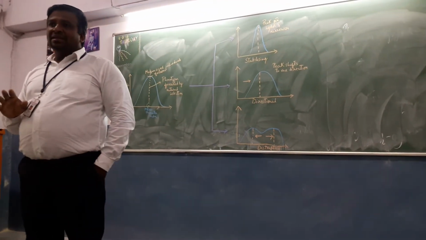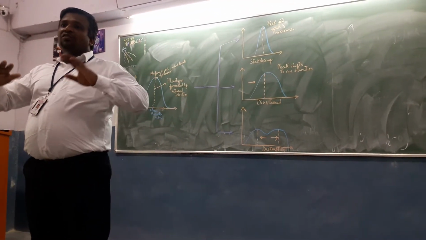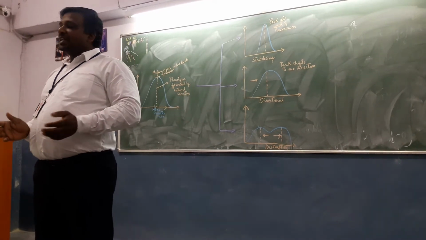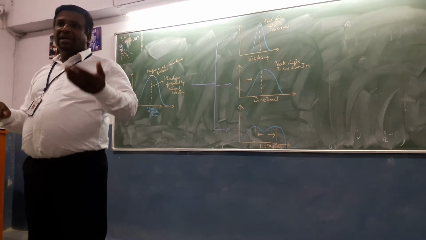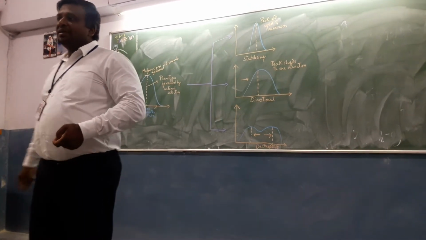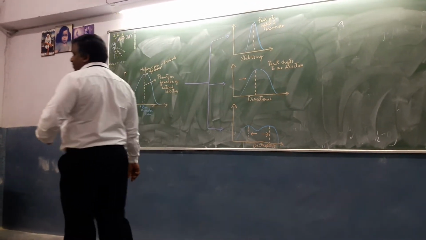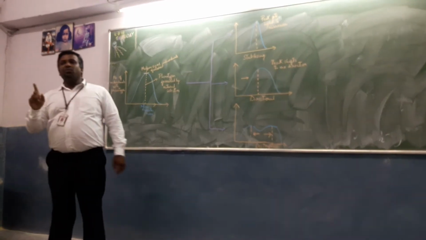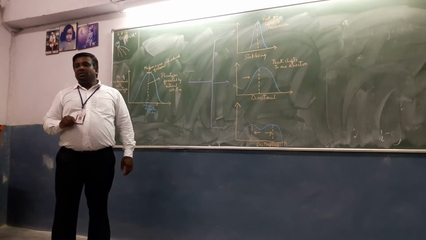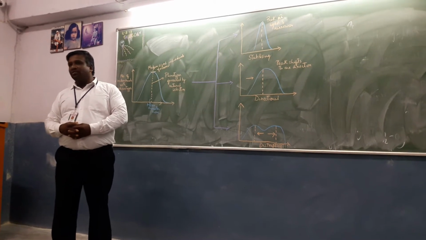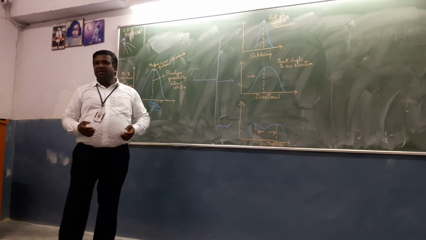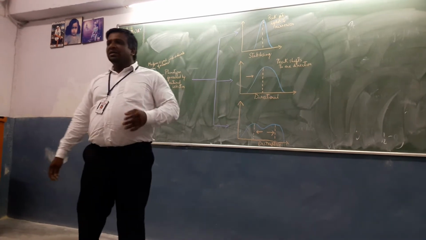I told you that the sum total of all phenotypes in a given population is constant, which we gave by an algebraic equation: p squared plus q squared plus 2pq equals 1. So the factors which are going to change the Hardy-Weinberg equilibrium, the factors which affect it, are nearly 5 types.